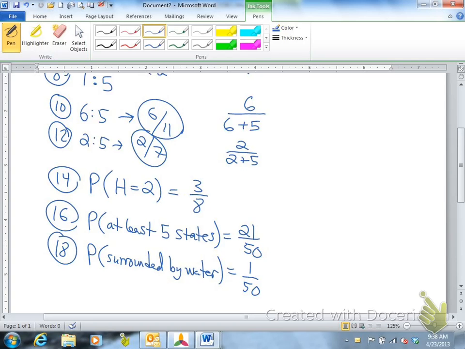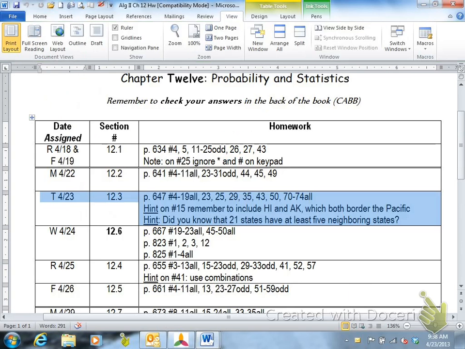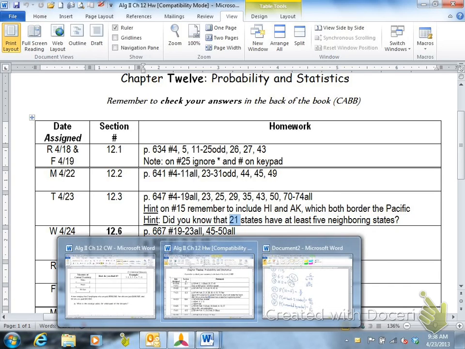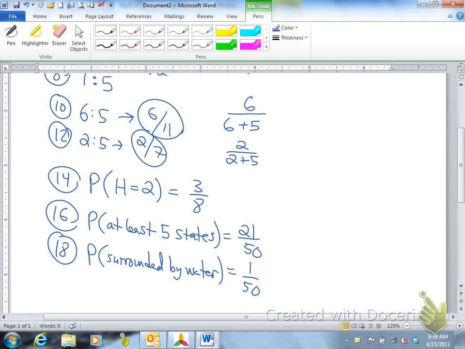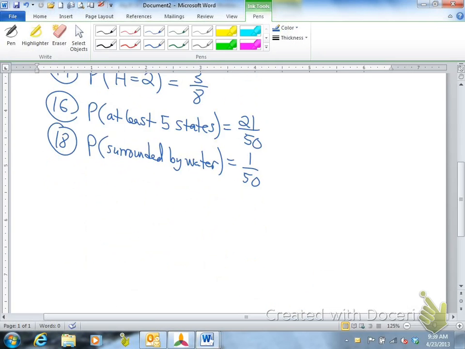Number 16, probability at least 5 states neighbor a country, and if you noticed on the homework sheet, they try to give you a clue. Did you know that 21 states have at least 5 neighboring states around it? So the answer would be 21 over 50 total states. 21 over 50. And completely surrounded by water, there's only one state, Hawaii, that is completely surrounded by water.